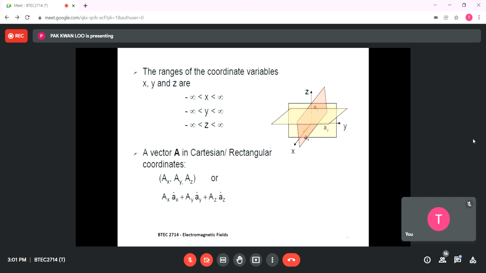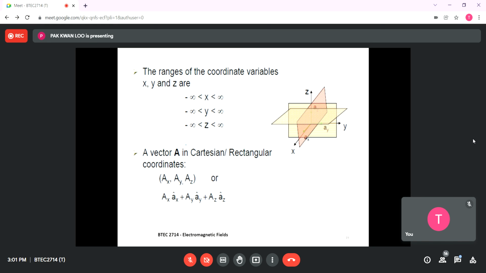So the range of this x, y, z extends to infinity. So the range can be any value. X can be any real value. I'm talking about real values, yeah. So it can be any real value. This infinity just represents a very large number. It can be any value.